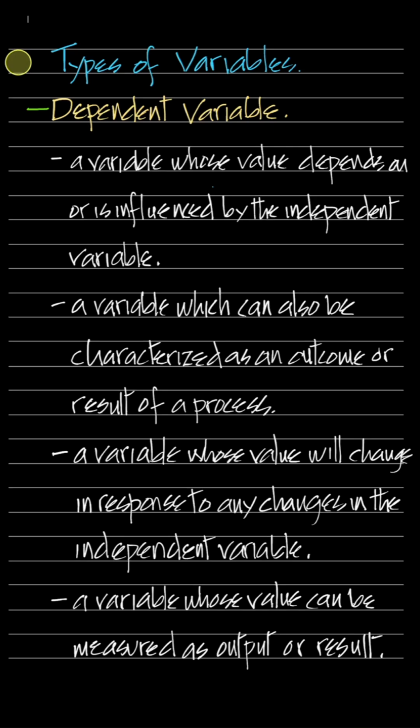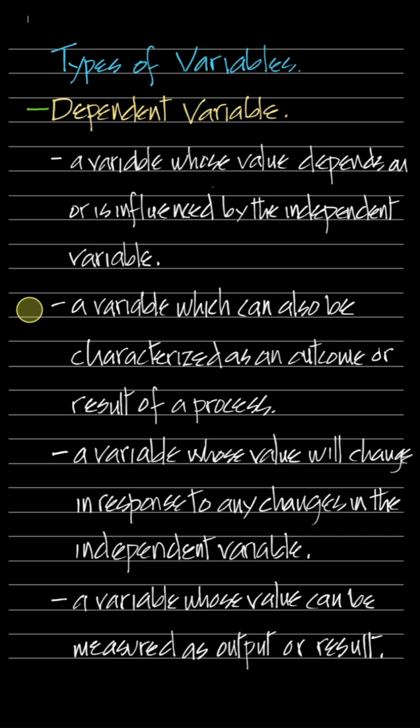Types of variables, at least for our own purpose, we're going to just talk about two types. One is the dependent variable. That means a variable whose value depends on or is influenced by the independent variable. That is, the value of the dependent variable depends on or is influenced by the values of the independent variable.